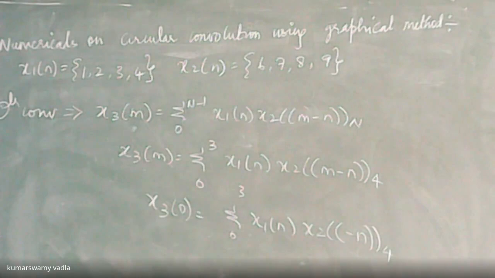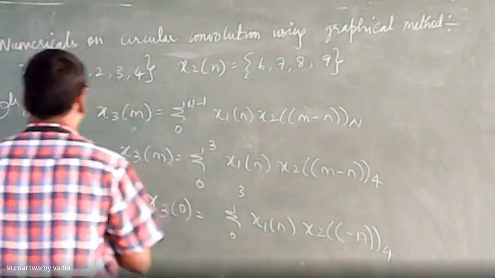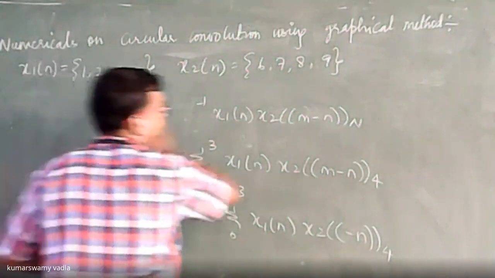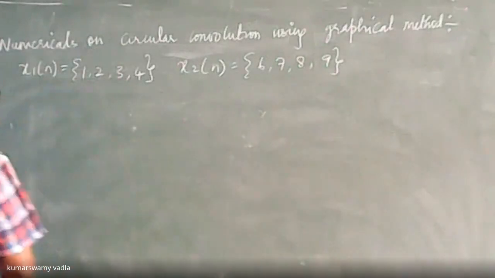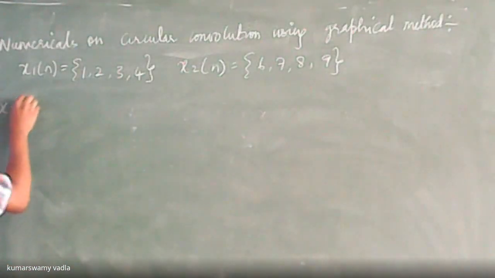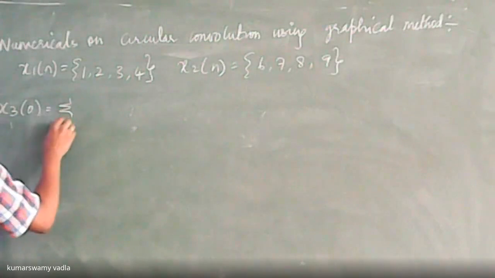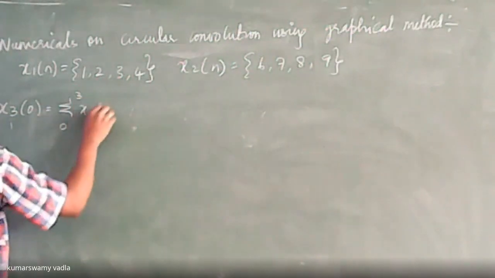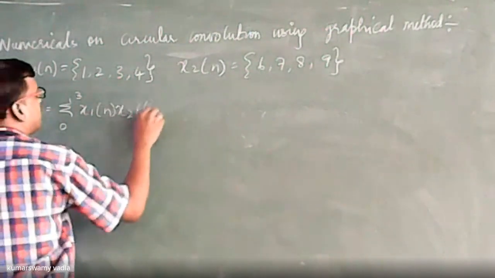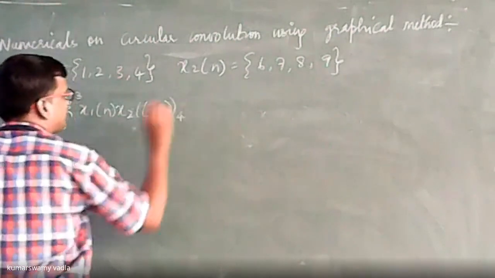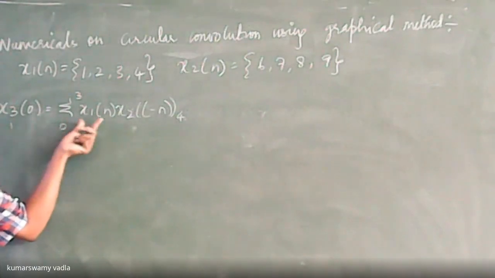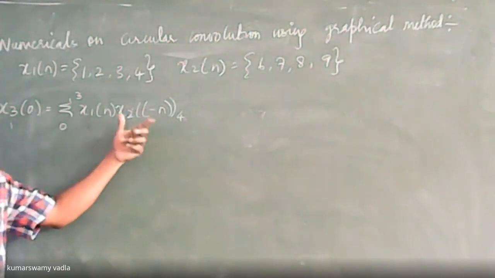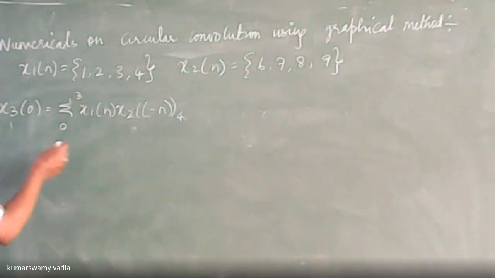Is it over, students? Okay. Now, please look onto the board. Now, to calculate x3 of 0, the sum from 0 to 3, x1 of n, x2 of minus n modulo 4. So, this is the expression. First, write down x1 of n and write down x2 of minus n. Draw the thing.